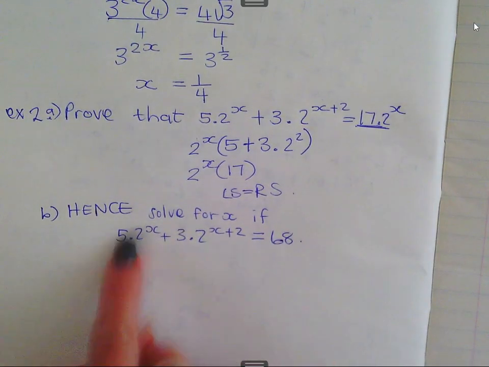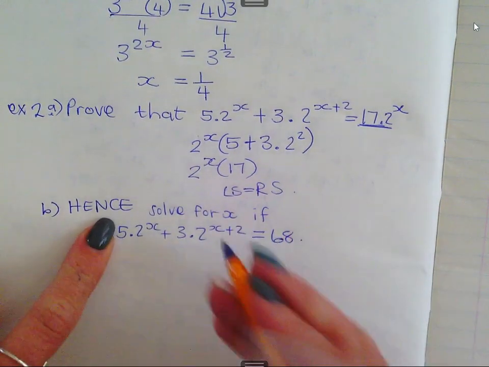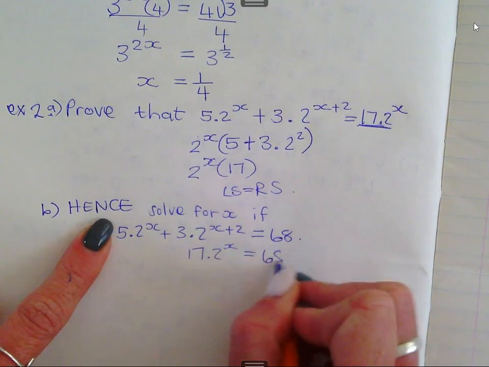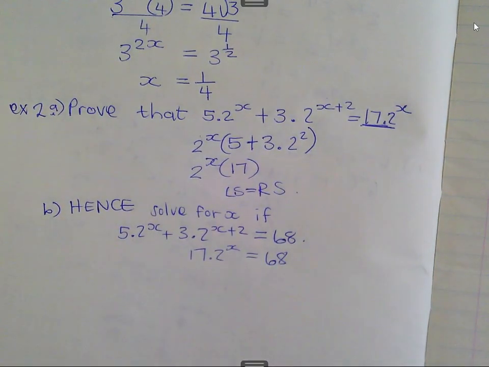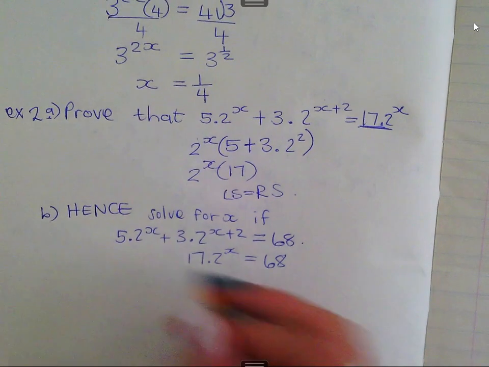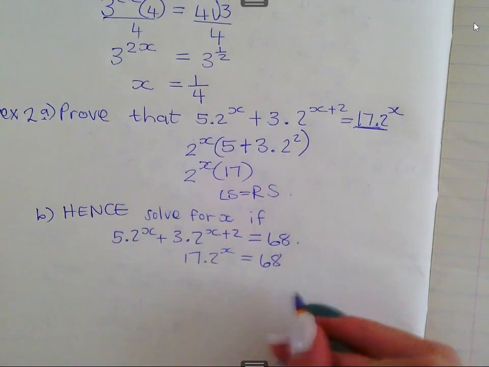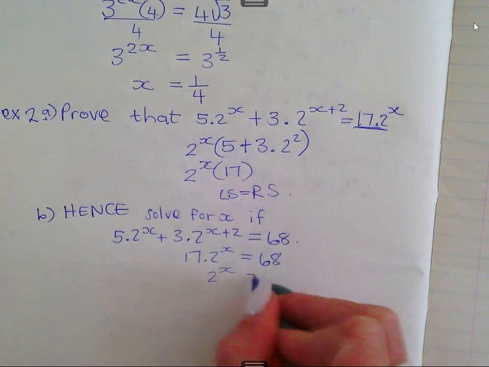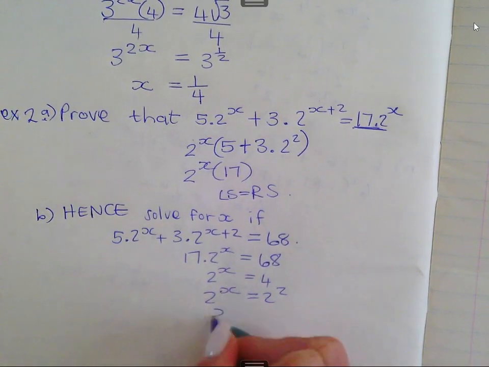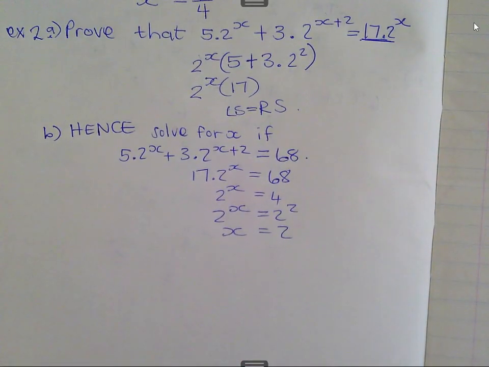Now, instead, this is equal to 17 times 2 to the power of x equal to 68. Now you solve it. Do you understand? That's what hence means. Now use what's above. Alright, now you divide 17 on both sides, and then 2 to the power of x is equal to 4. 2 to the power of x is equal to 2 to the power of 2. x is equal to 2. Hence, remember for hence.